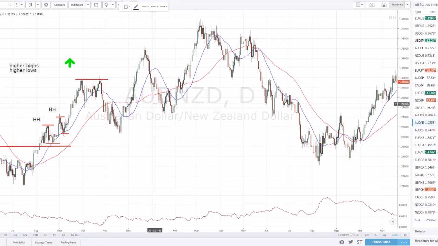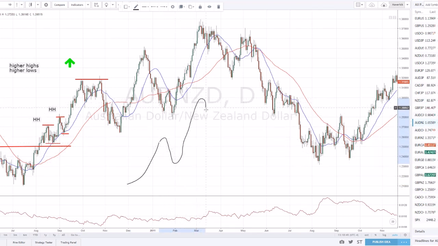price action moves in any market. You've got impulses, retracements, consolidation. You've got an impulse, retracement, consolidation, impulse. Right? That's how these markets move.